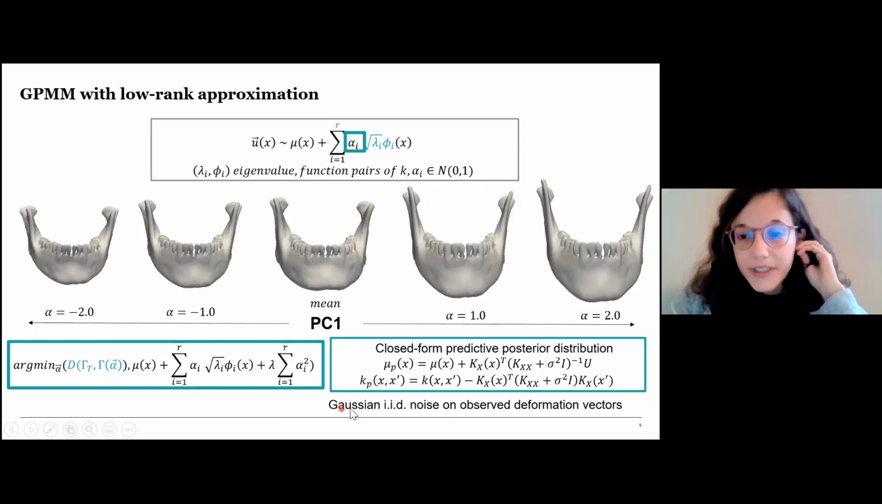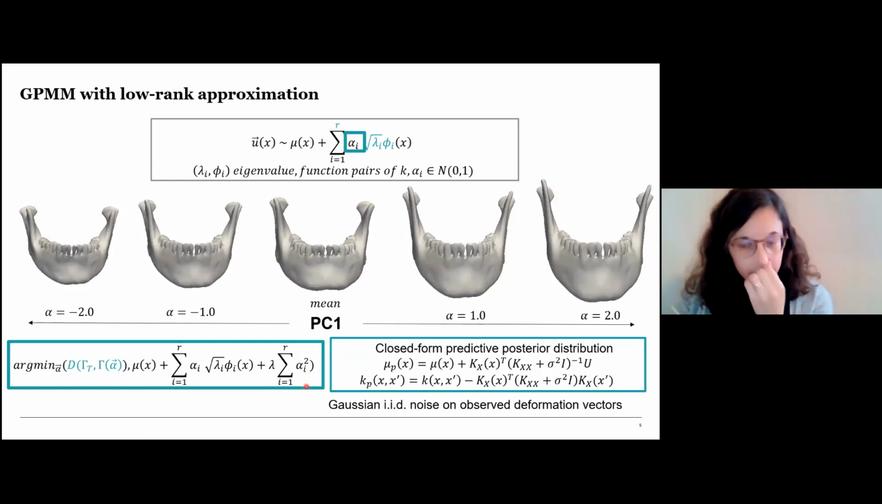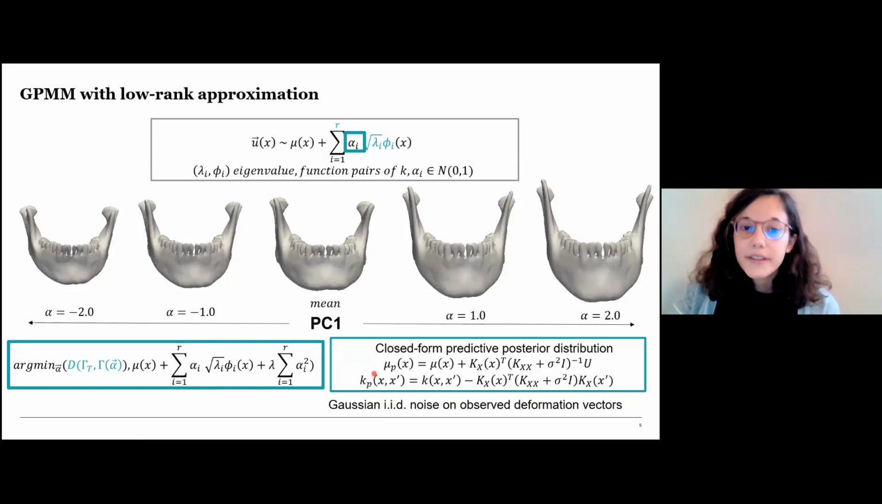the solution. So basically, given some observations, which are U, deformation vectors, we can update the model to take into account the observations. And so we have a new mean and a new kernel. And the mean is actually the same solution that you would obtain in the optimization problem on the left. And so this closed form predictive posterior distribution can be used, once you have some observations, to get the alpha, which represents a new sample.